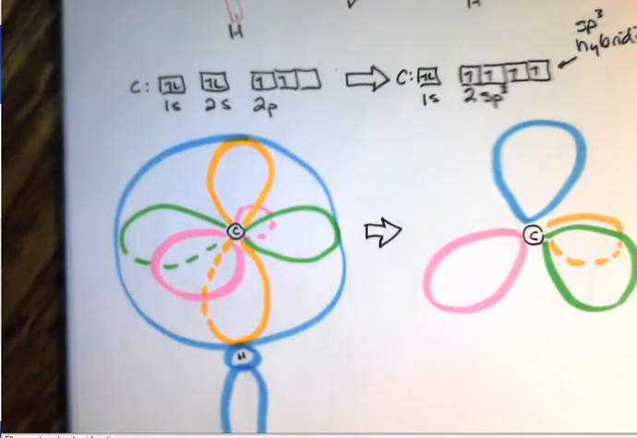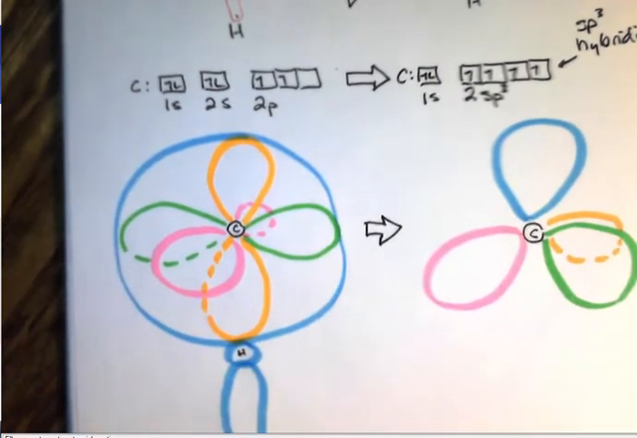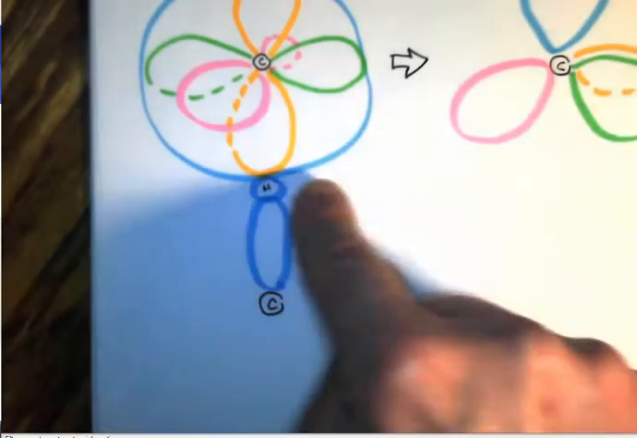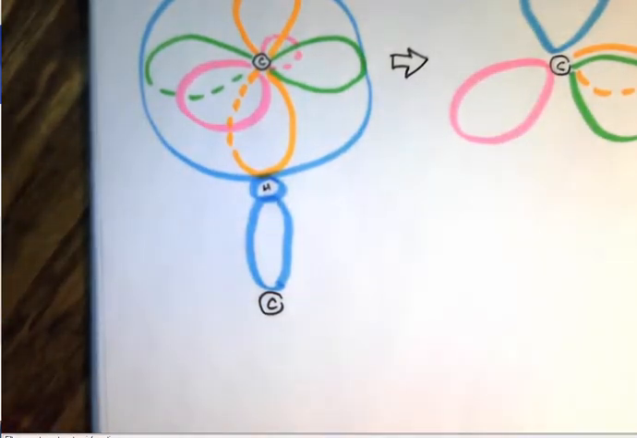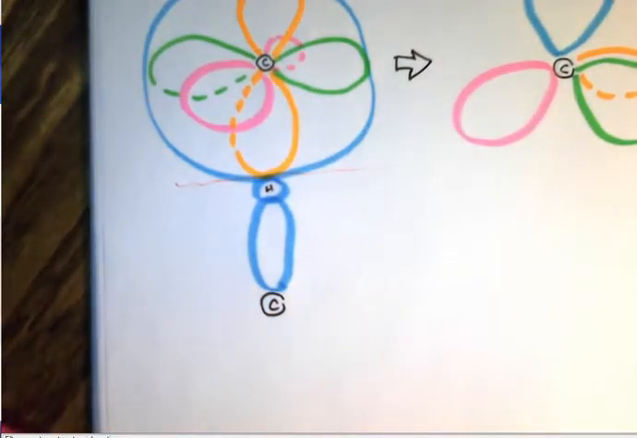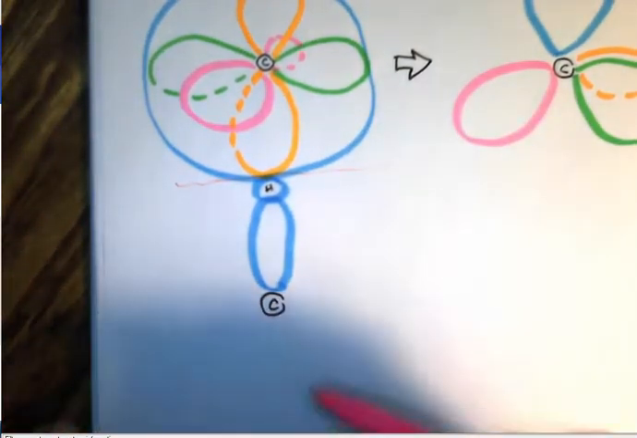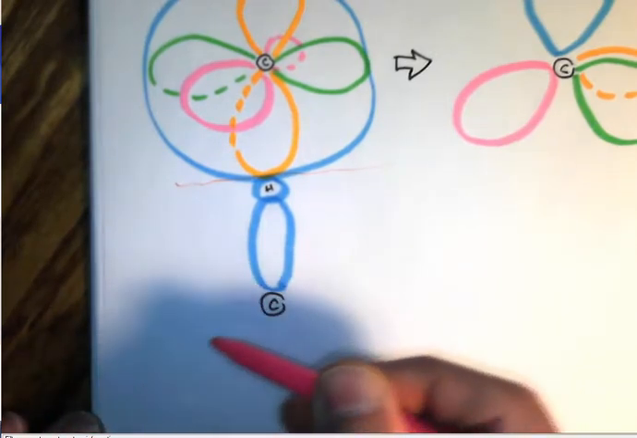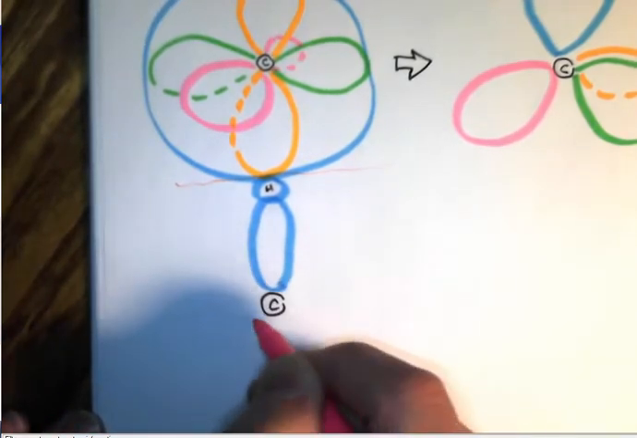And the pink one, oh, okay? So it's like it's sticking on there. It shouldn't be sticking on there, but I'm running out of space, okay? Separate those in your mind. And the pink one is going to be coming out at this 109.5 degree angle to connect with a hydrogen.